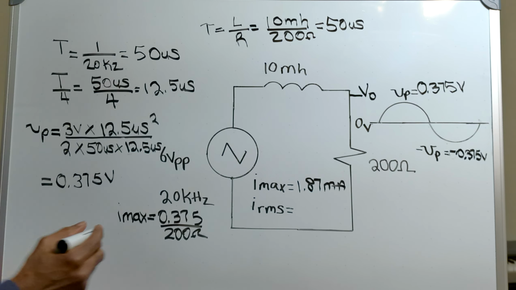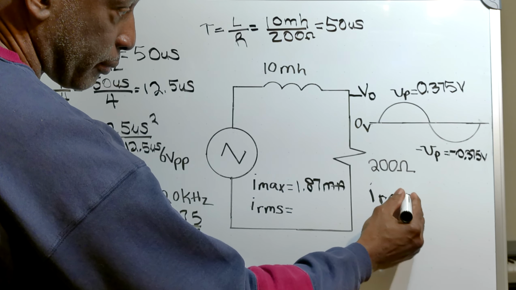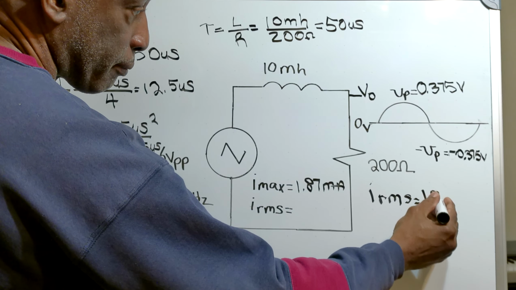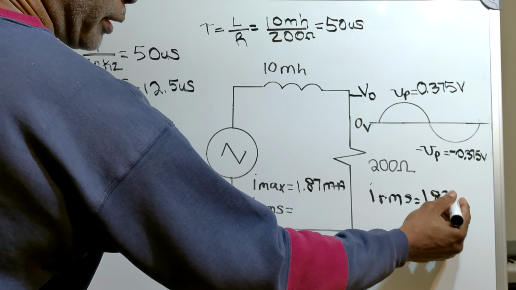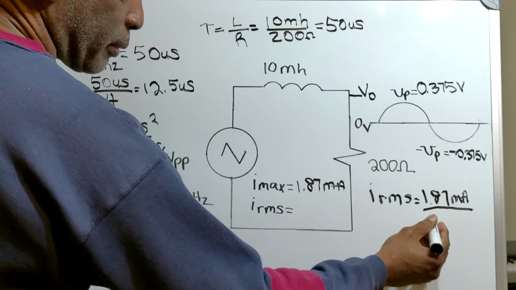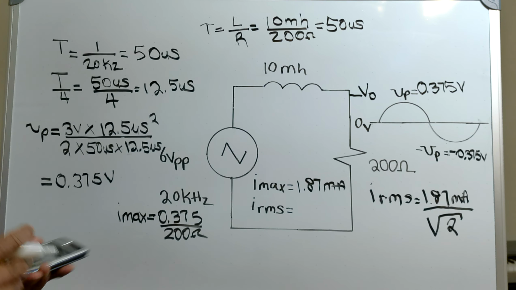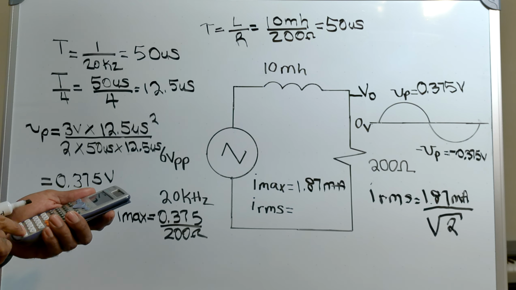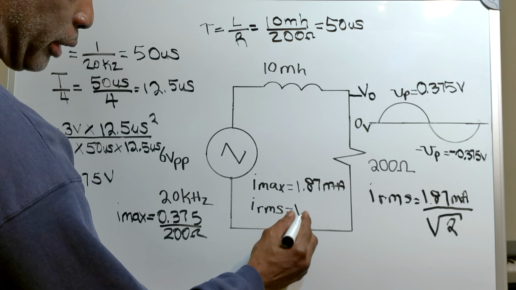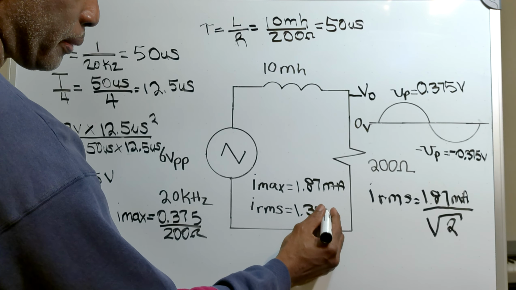Now my RMS value, IRMS equals 1.87 milliamps over the square root of 2. And that gives me 1.32 milliamps.